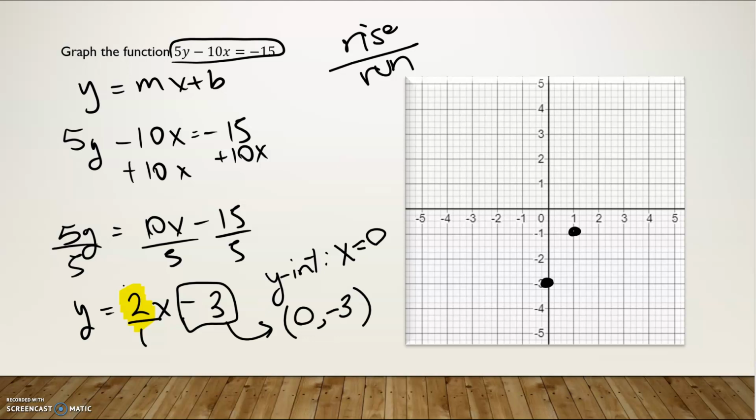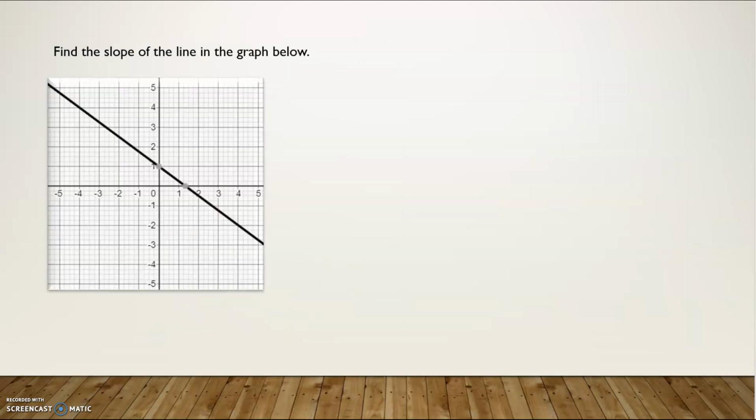And the last thing we need to do is draw a straight line between these 2 points. Okay, and then there's our graph of 5y minus 10x is equal to -15. Now let's look at this graph. It says find the slope of the line in the graph below.